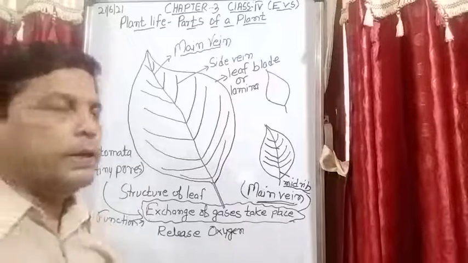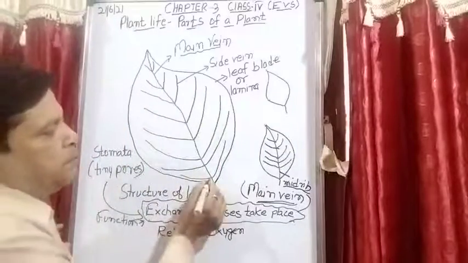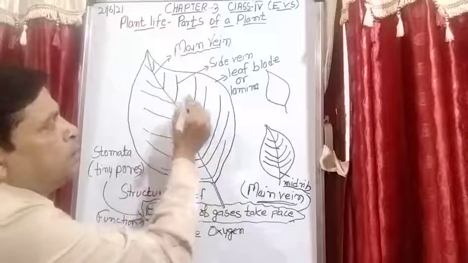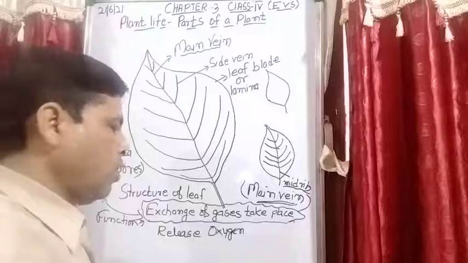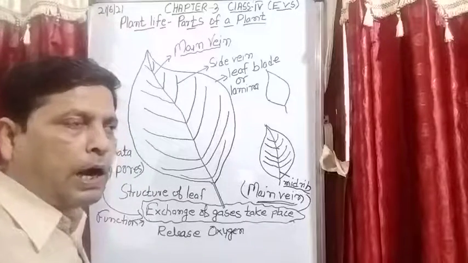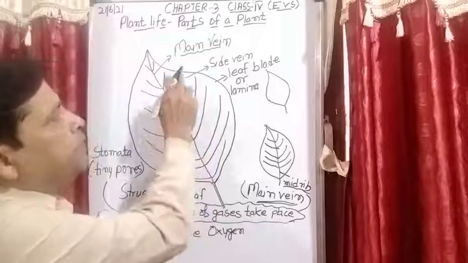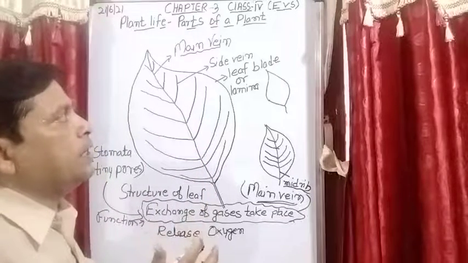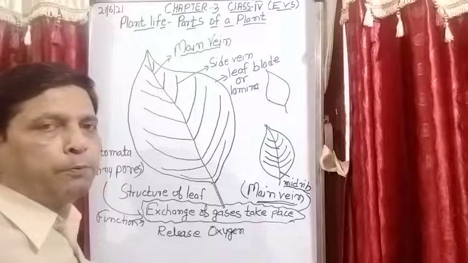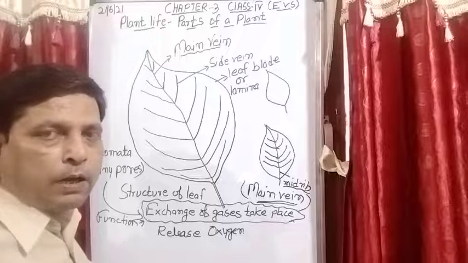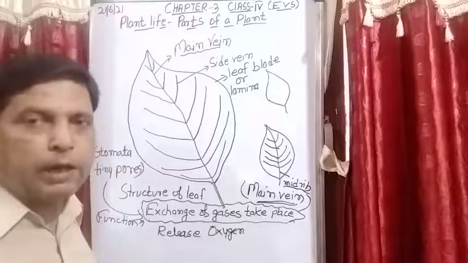So let us understand now. See, with this mid vein, main vein, or you can say midrib, many side veins are connected. So what are their function, okay. They are connected to the main vein and they transport water and food in the leaves, okay. If you want to note this down, you can note it down.